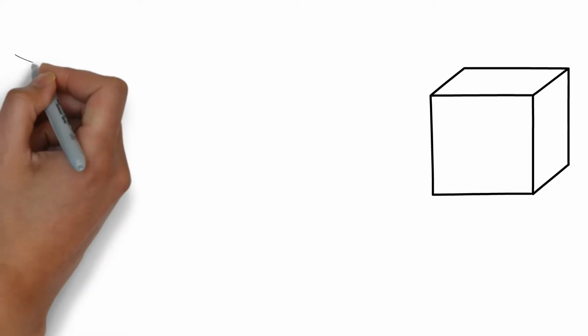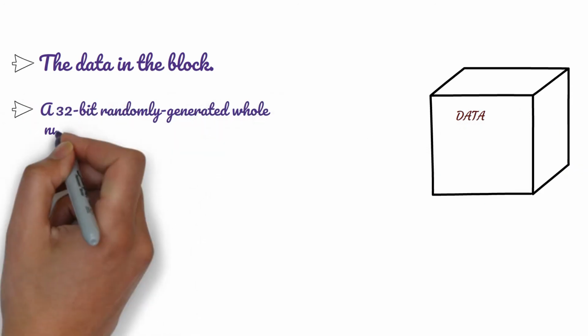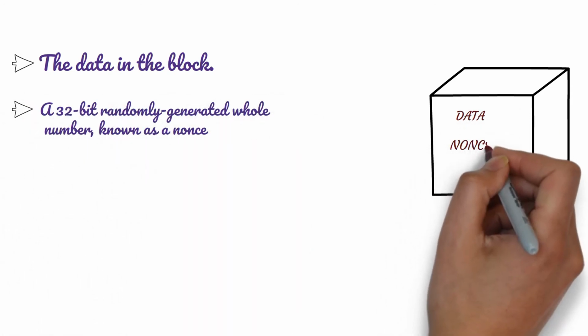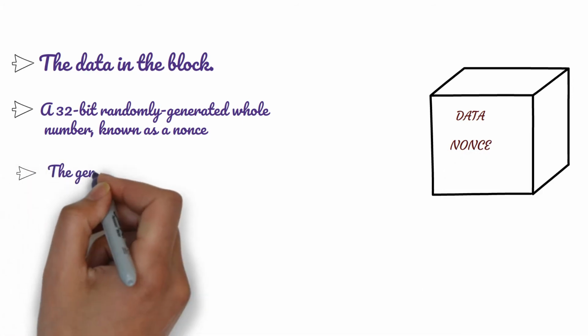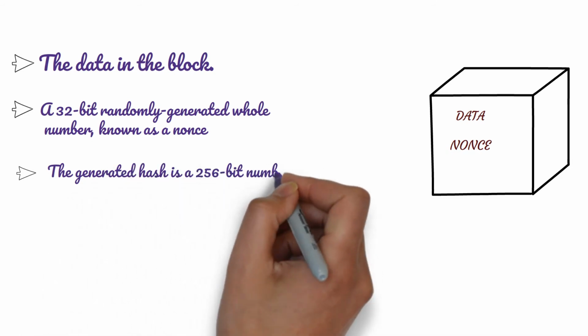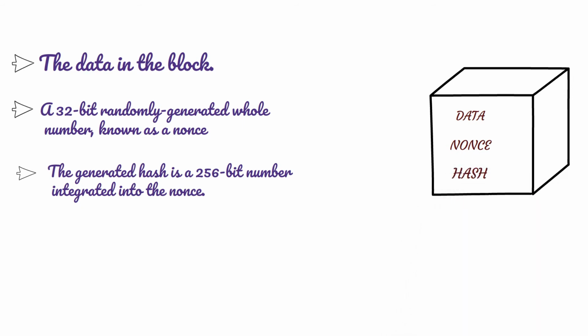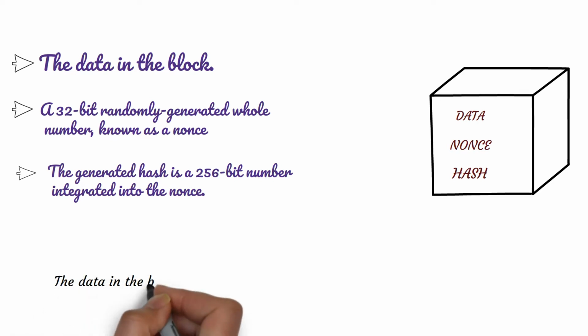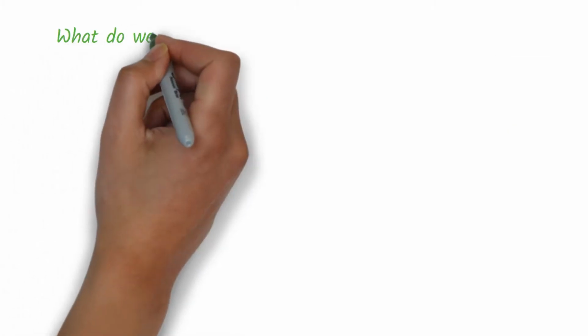In other words, every chain consists of multiple blocks, and each block consists of three main elements. The data in the block. A 32-bit randomly generated whole number, known as a nonce. This nonce, in turn, generates a block header hash. The generated hash is a 256-bit number integrated into the nonce. As mentioned earlier, when the first block of a chain is created, a nonce generates the 256-bit hash. The data in the block is then forever tied to the nonce and hash unless it is mined.